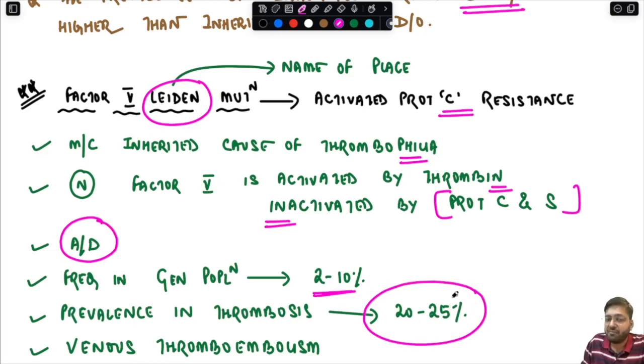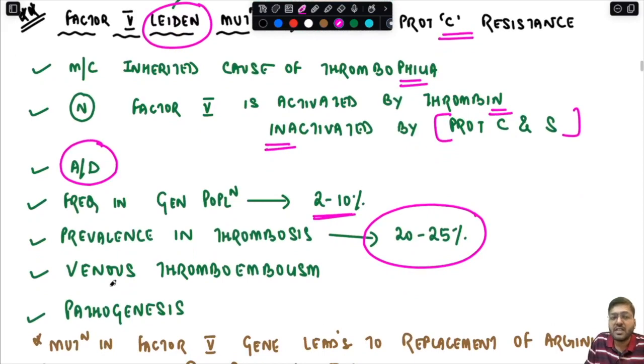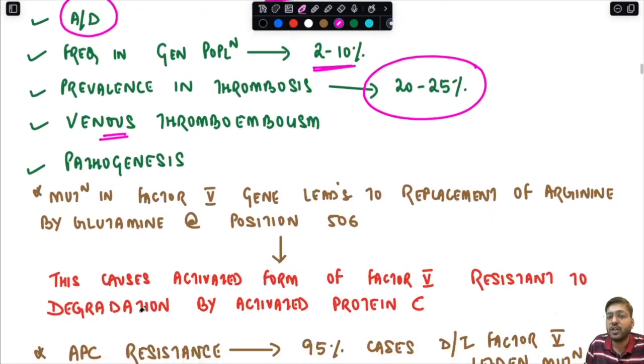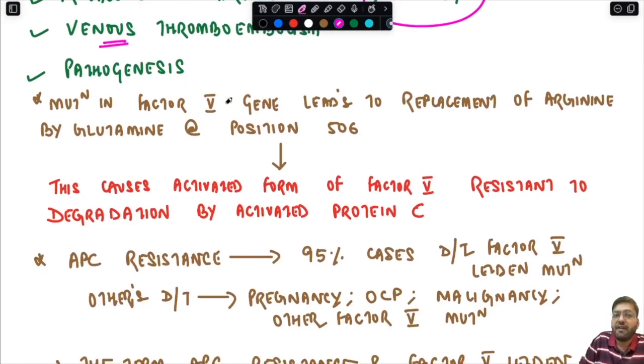Around 20 to 25% of the cases of inherited thrombophilias, which are basically having thrombosis, can be attributed to factor V Leiden mutation. Now, this basically predisposes to venous thromboembolism. So, what is the basic pathogenesis behind this mutation? The mutation in the factor V encoding gene leads to replacement of arginine by glutamine at position 506.